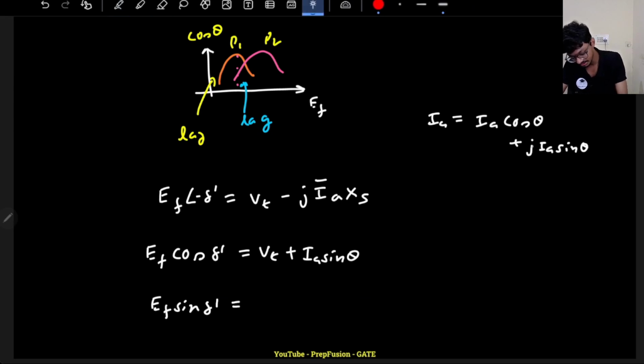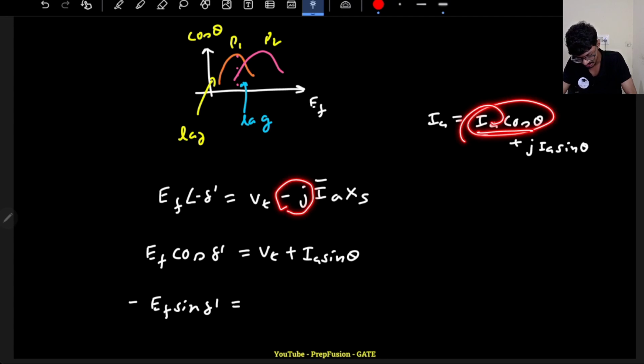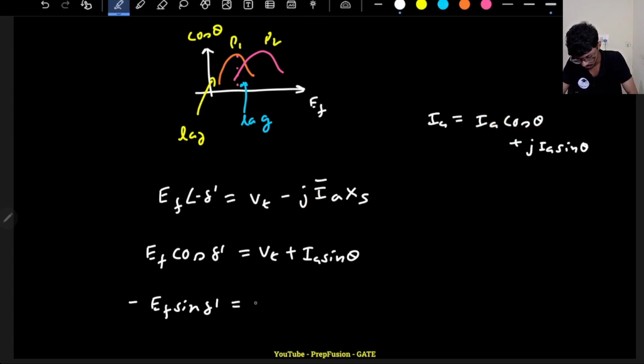So EF sin delta will be this, right? Remember it is negative here, because it is EF of minus sin delta. It will be this component, IA into cos theta, this is real. I am multiplying by minus j, so basically minus 1. So the imaginary component will be equated with the imaginary component, so it will be minus IA cos theta.